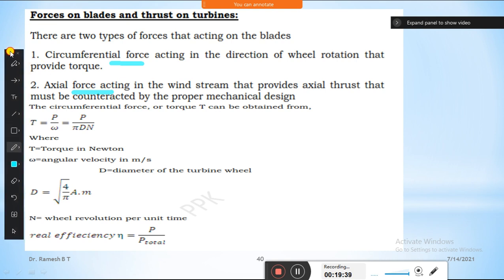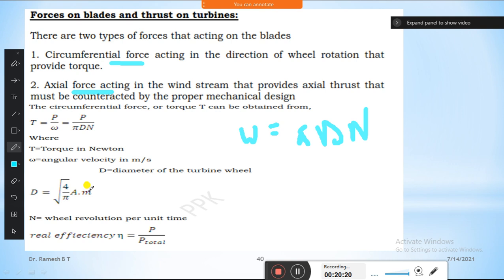And this we can give by the relation T is equal to P by omega, where T is the torque, which is always in terms of Newton, and omega is the angular velocity. And D is the diameter. We already know that the equation for omega is equal to pi D N, where D is the diameter and N is the rotation in terms of rpm. So finally, if you want diameter D, D is equal to root of 4 by pi A into N.